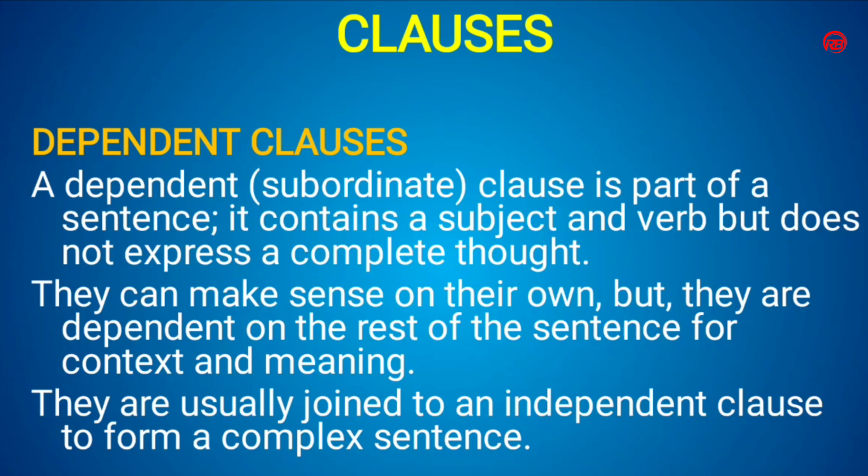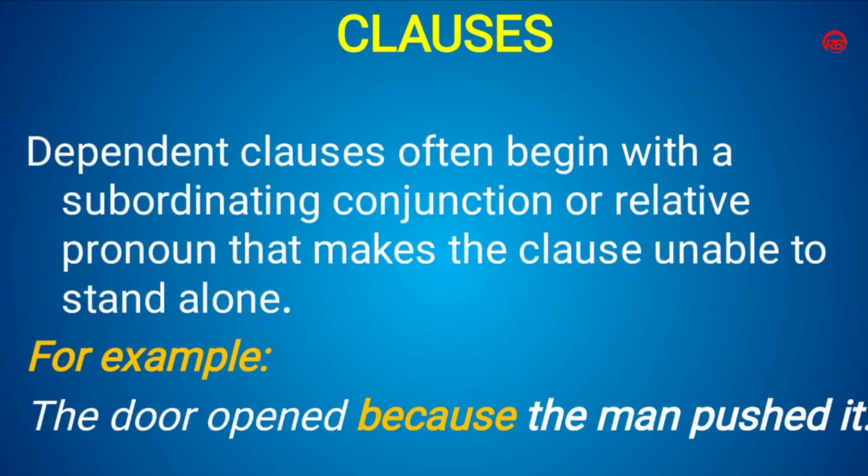They can make sense on their own, but they are dependent on the rest of the sentence for context and meaning. It is fully dependent on the rest of the sentence. They are usually joined to an independent clause to form a complex sentence. Dependent clauses often begin with a subordinating conjunction or relative pronoun that makes the clause unable to stand alone, which means the dependent clause doesn't stand alone.